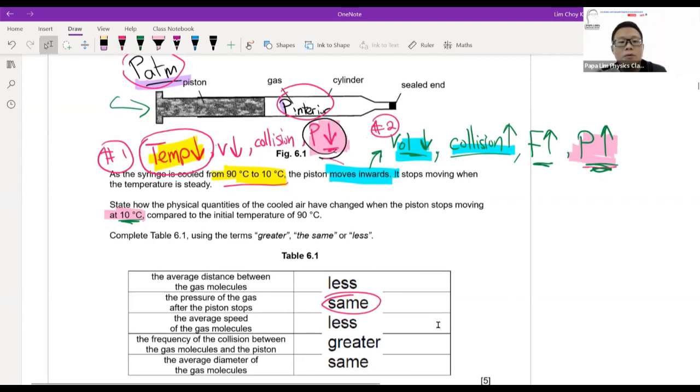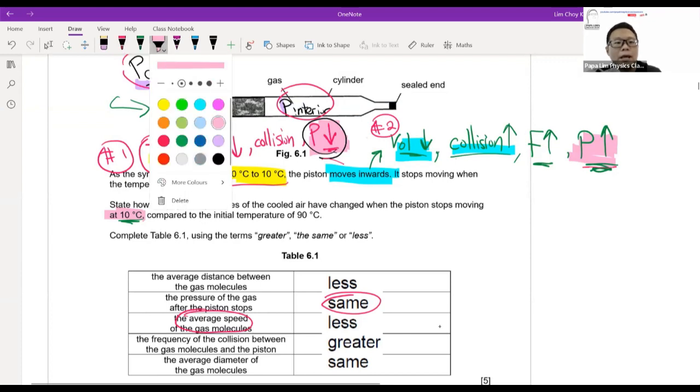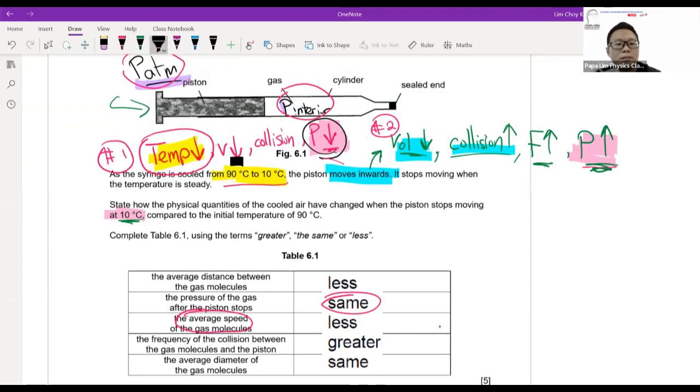What happened to the average speed of the gas molecule? Now, the gas molecule here, throughout the situation, the reduction in speed actually occurs at the first scenario, and because the temperature drops, the velocity of the particle actually reduces. And the reduction is what we know as a permanent thing, because it has everything to do with your temperature. So every time my temperature reduces, my speed will actually reduce.